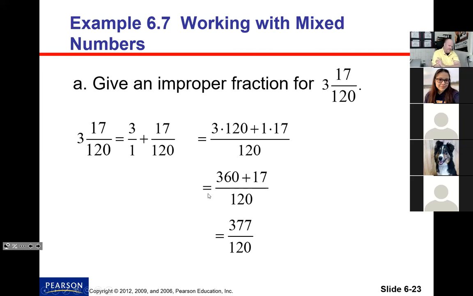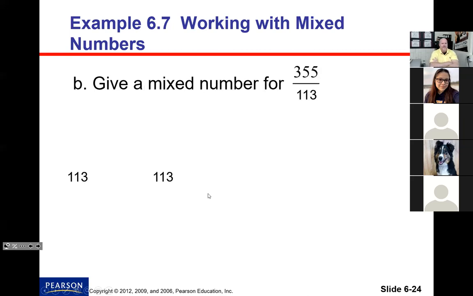Let's go the other way. Let's ignore those 113s on the bottom of the screen. I had to fix the slide because it was wrong. We want to go from an improper to a mixed. So we want some whole numbers and a fraction left over. Okay. So what do you think the method for this one is? Somebody want to take a guess? The method, how we do it?